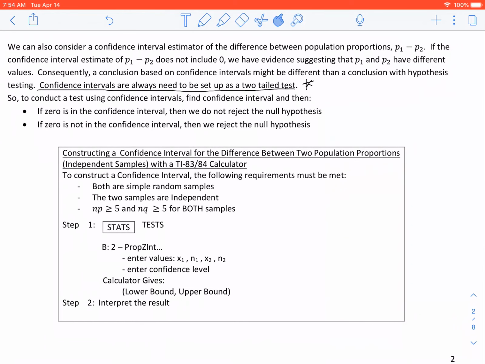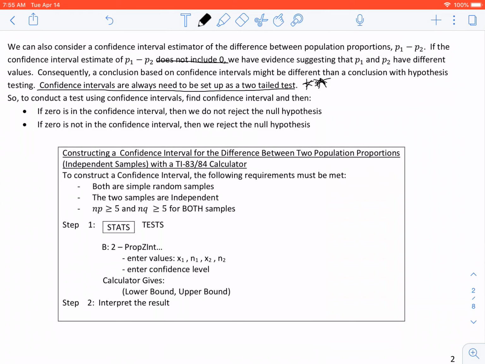So we can also consider a confidence interval estimator of the difference between population proportions P1 minus P2. If the confidence interval estimate of P1 minus P2 does not include 0, and we're looking at does not include 0 because the difference, if they're the same, would be 0, we have evidence suggesting that P1 and P2 have different values. Consequently, a conclusion based on confidence intervals might be different than a conclusion with a hypothesis test. Confidence intervals always need to be set up as two-tailed tests, so give that a few stars. A confidence interval always has a middle, and then the extreme values are on those tails.